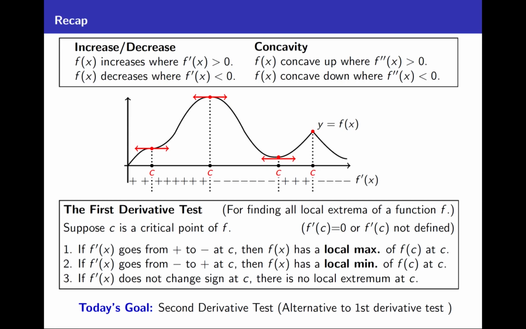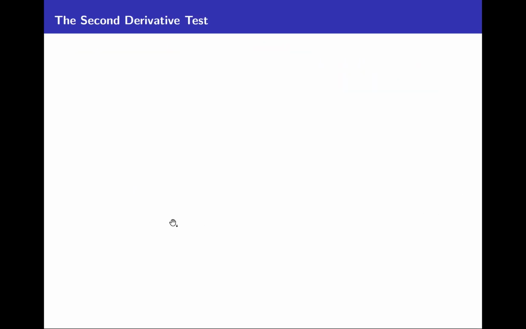So as I said, today's goal is the second derivative test. It's an alternative to the first derivative test. It's going to do exactly the same thing, find local extrema, but it's going to use the second derivative. I'll state the second derivative test at the bottom of this page, but first at the top, I'll explain the simple idea behind it. The second derivative test is a way to figure out the local extrema of your f of x just by looking at the second derivative.